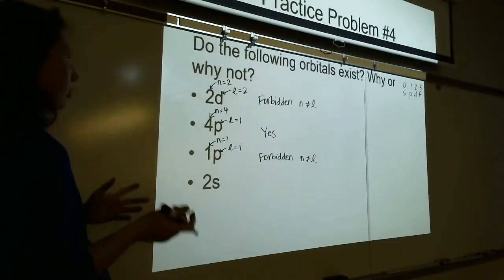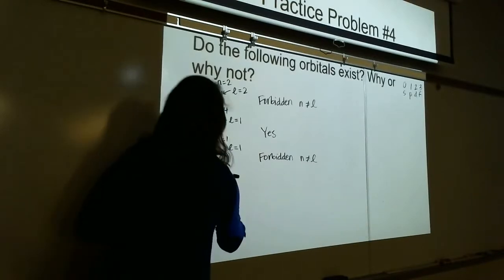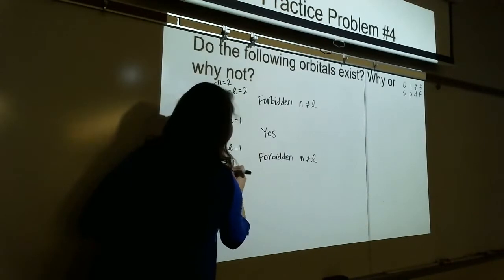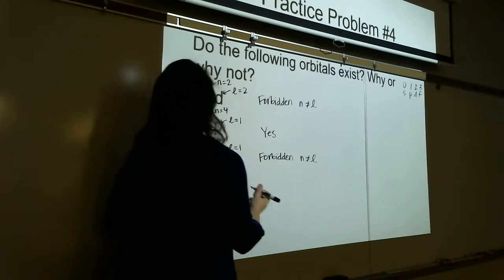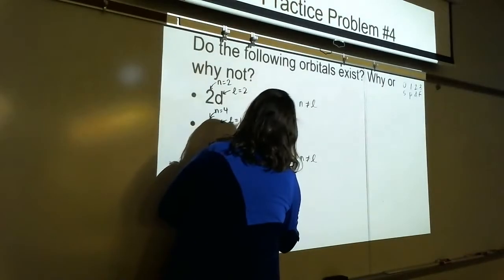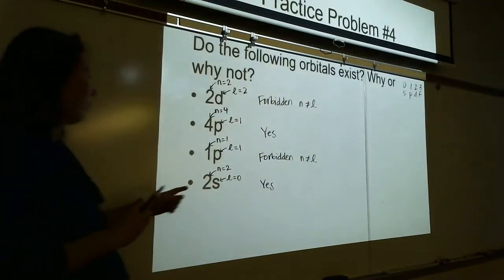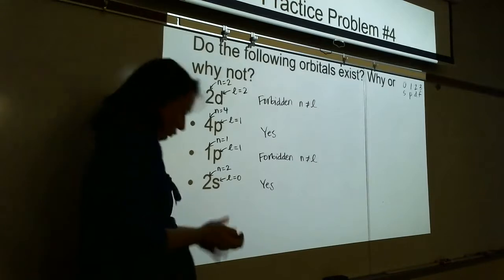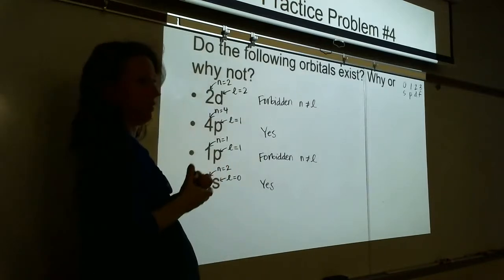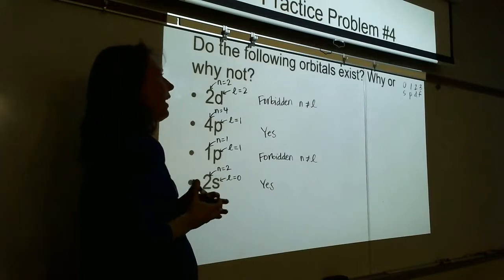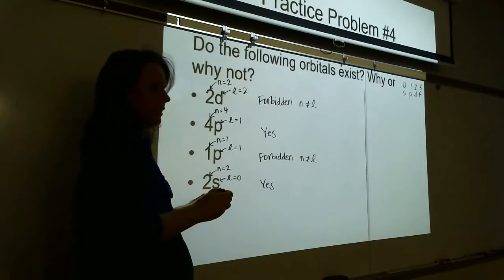And then 2S, we've drawn about 5 times now. So yes, it does exist. Let's prove why. n equals 2, L equals 0. Yes, that exists. The one that students mess up the most involves the zeros. They'll say that L can't be 0, and that's wrong. L can be 0, n cannot.